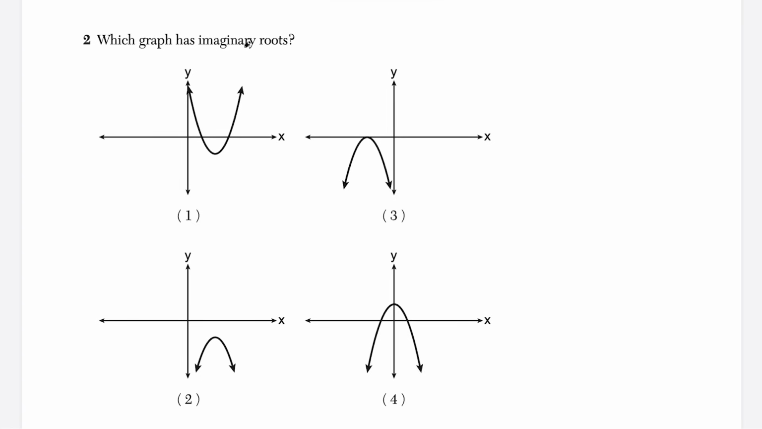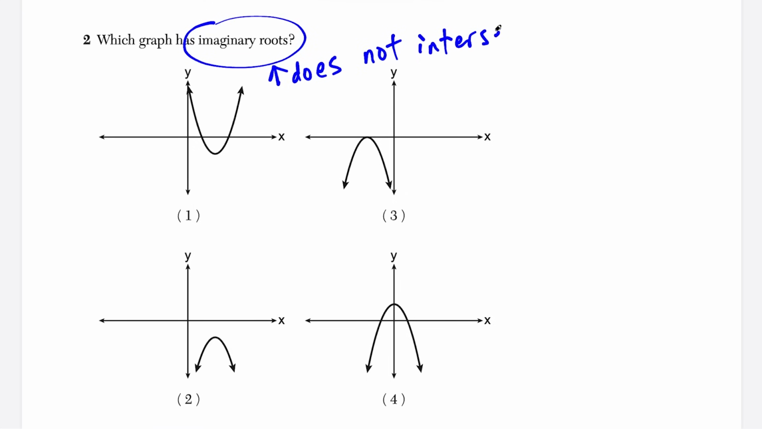Question 2, which graph has imaginary roots? And all of these graphs are graphs of quadratic functions. So when you're looking for the one that has imaginary roots, you want the one that does not intersect the x-axis. Just looking through the answer choices, choice 1 is out because it has 2 real roots. It crosses the x-axis twice. Choice 2 is our answer because this quadratic misses the x-axis completely.